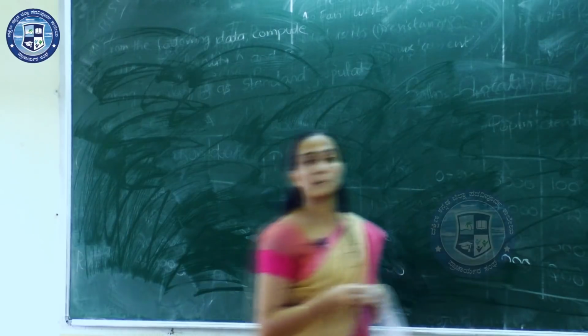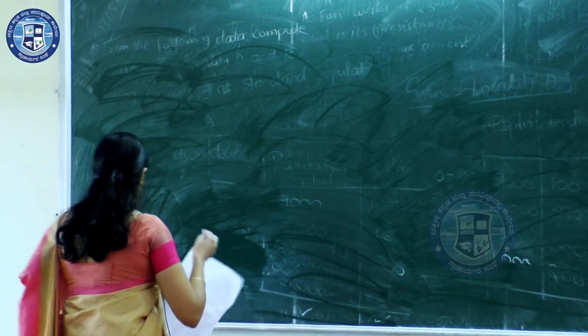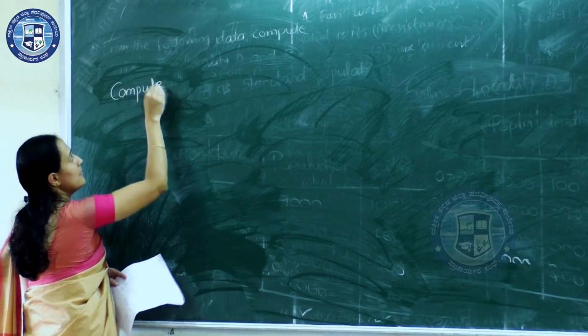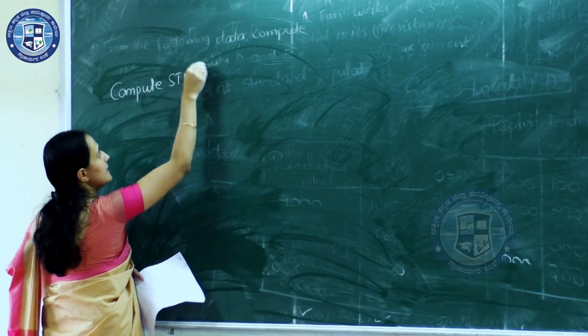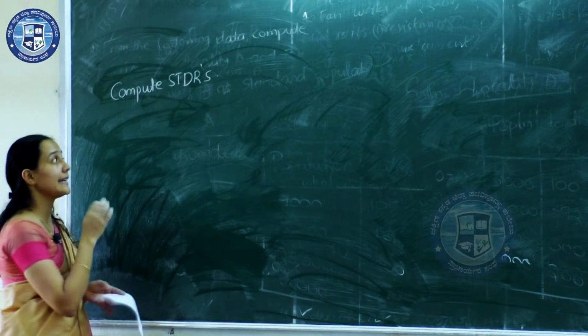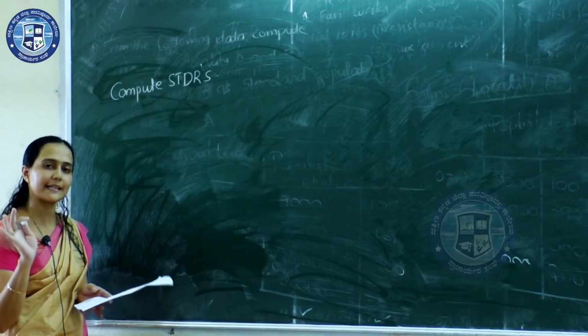Then the third type of problems: compute STDRs. Here there is no need to compute the age specific death rate again. The age specific death rate is directly given.